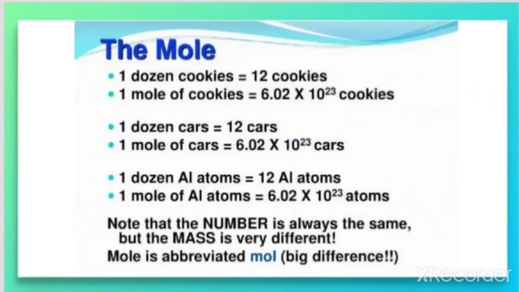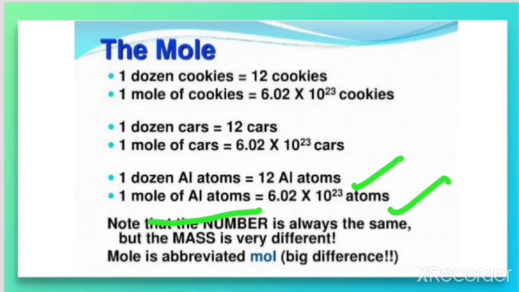So from this we can conclude that if I am saying 1 dozen cookies, that means 12 cookies. But if I am saying 1 mole of cookies, that means 6.022 into 10 raised to the power 23 cookies. If I am saying 1 dozen cars, that means 12 cars. But if I am using the words 1 mole of cars, then it will be 6.02 into 10 raised to the power 23 cars. 1 dozen aluminium atoms is equal to 12 aluminium atoms, but 1 mole of aluminium atoms is equal to 6.022 into 10 raised to the power 23 atoms.